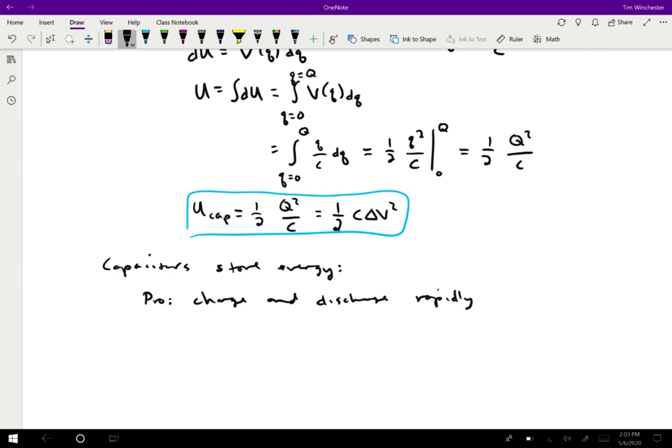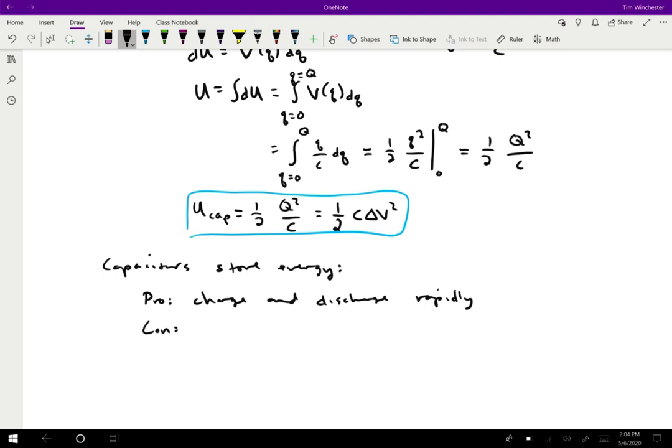Typically you can charge a capacitor in much under a second, depending on what all the other details are in the circuit. And that's usually really good. Often we want to have a large amount of energy that is delivered very fast. But there are some downsides.